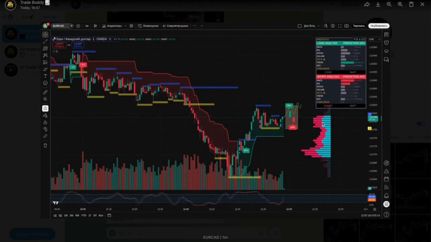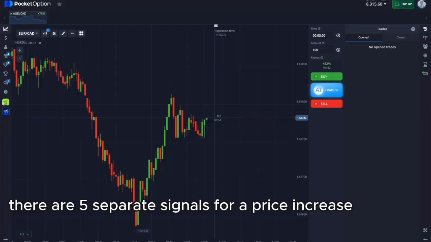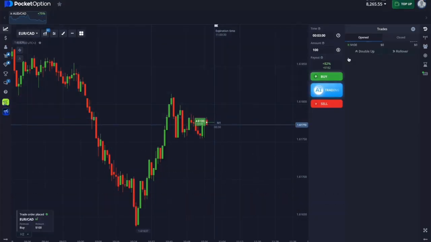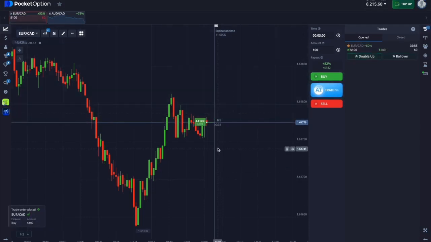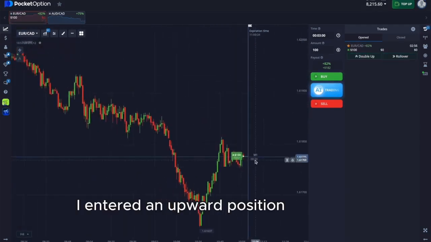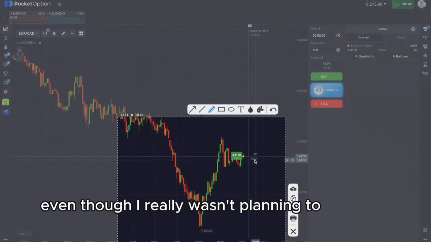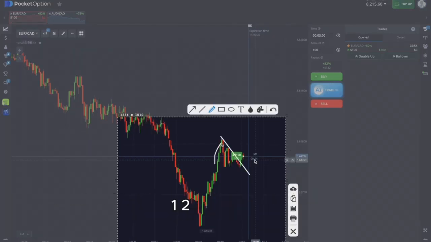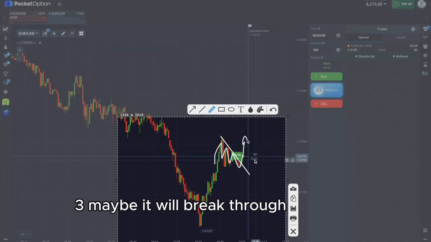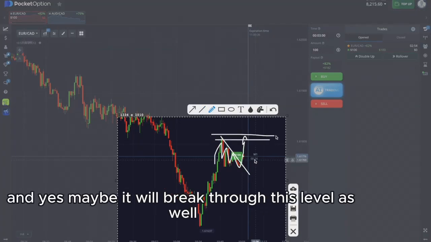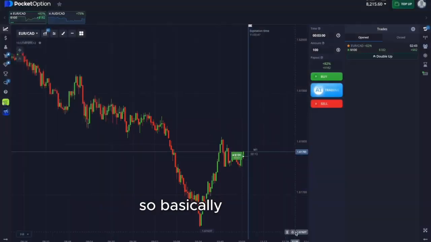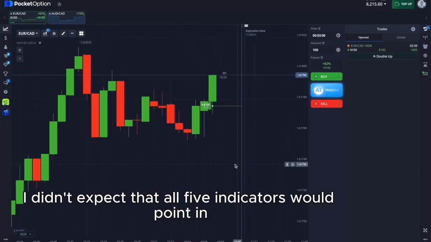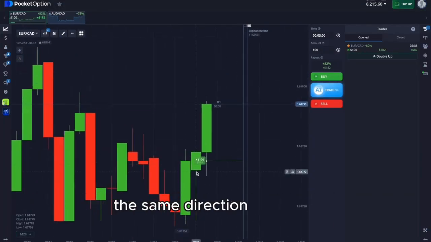Just imagine, there are 5 separate signals for a price increase. Now I am honestly getting really curious about this. I entered an upward position even though I really wasn't planning to. You know, maybe there will be a breakout of this resistance level 1, 2, 3, maybe it will break through, and yes, maybe it will break through this level as well. So basically what I just did in this video is an exception. I didn't expect that all 5 indicators would point in the same direction.